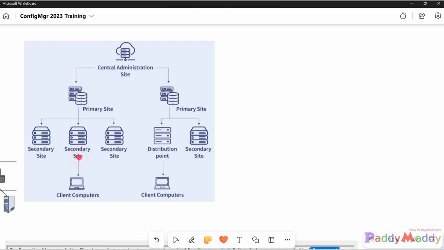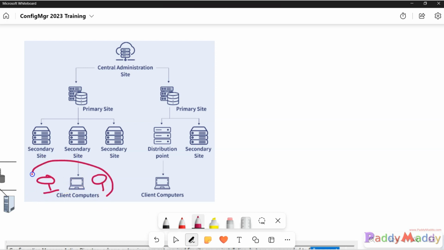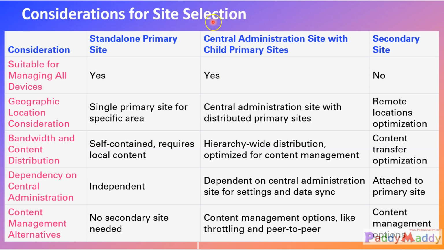Not only that, when we talk about content management, even clients can share. Let's say you already have a client within this location, and multiple clients within the same boundary, within the same network falling within the site. Then peer-to-peer can also be used to share this content. This is very similar to the BranchCache mechanism, or Delivery Optimization, which can be utilized for patch management. These are the additional considerations you should take into account for a site location.